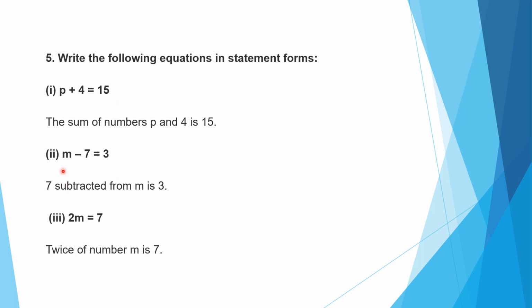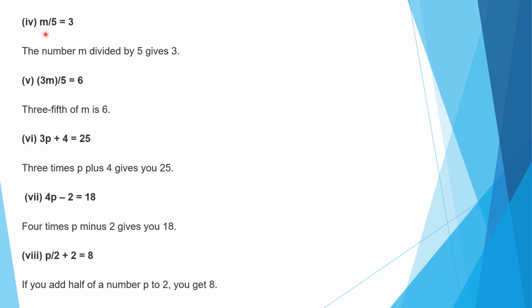Right? M minus 7 is equal to 3. 7 subtracted from M is 3. 2m is equal to 7. That means twice a number m is 7. Clear? Now a few more. M by 5 is equal to 3. That is, the number m divided by 5 gives 3.